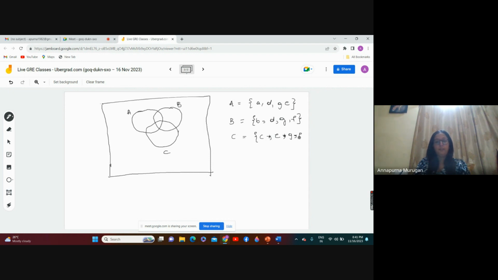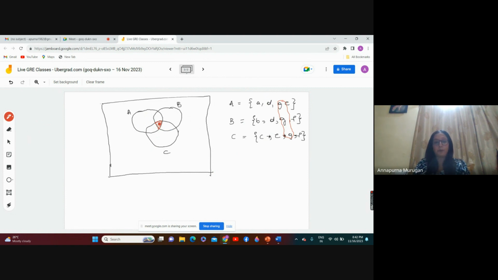So what is happening here? Basically, this part is the element which is contained in all three. Let me show you the red one, this part. You can see that this part is a part of A also, a part of B also, and a part of C also. That means it should contain an element that is present in all three. What is present in all three? G is present, isn't it?